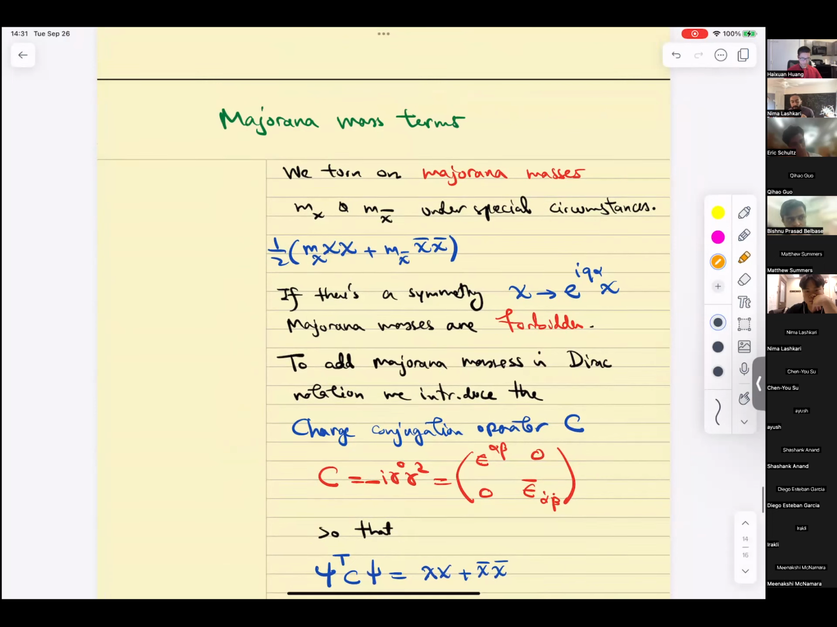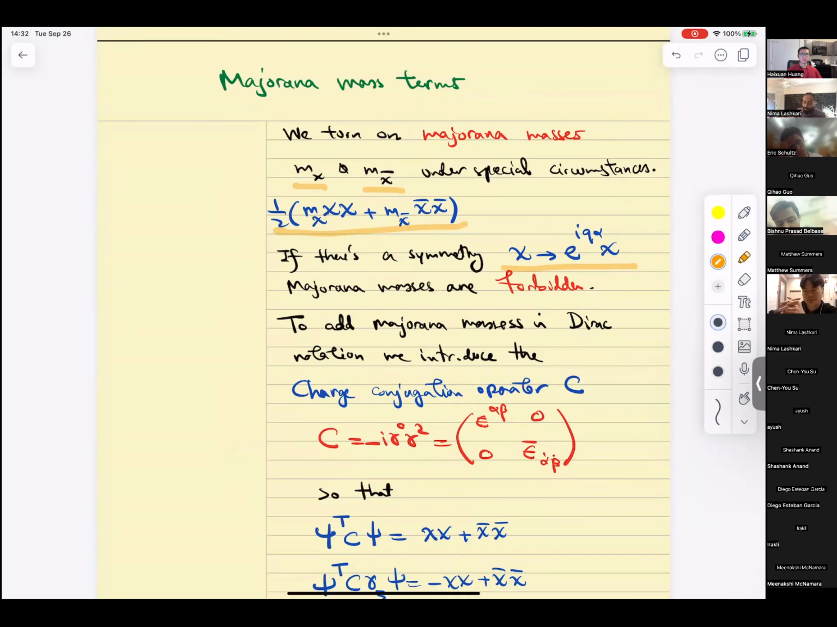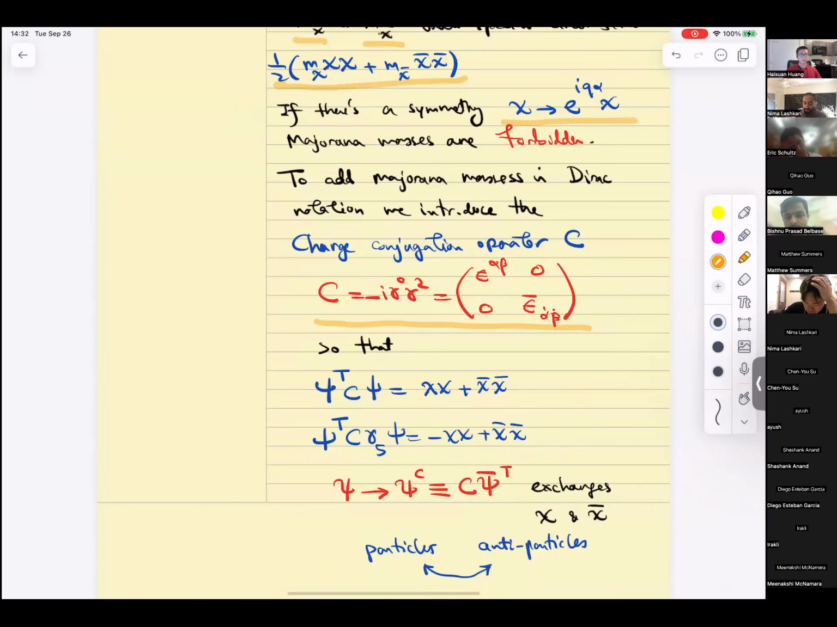We said that Majorana masses can be included, these are M chi and M chi bar. This term could be included only in special circumstances where you do not have such a symmetry. If you do have such a symmetry, if you want to have a U1 charge, then you're forbidden. But let's say you don't have the symmetry and you want to add these Majorana masses in Dirac notation. To do that, you define this object called charge conjugation.